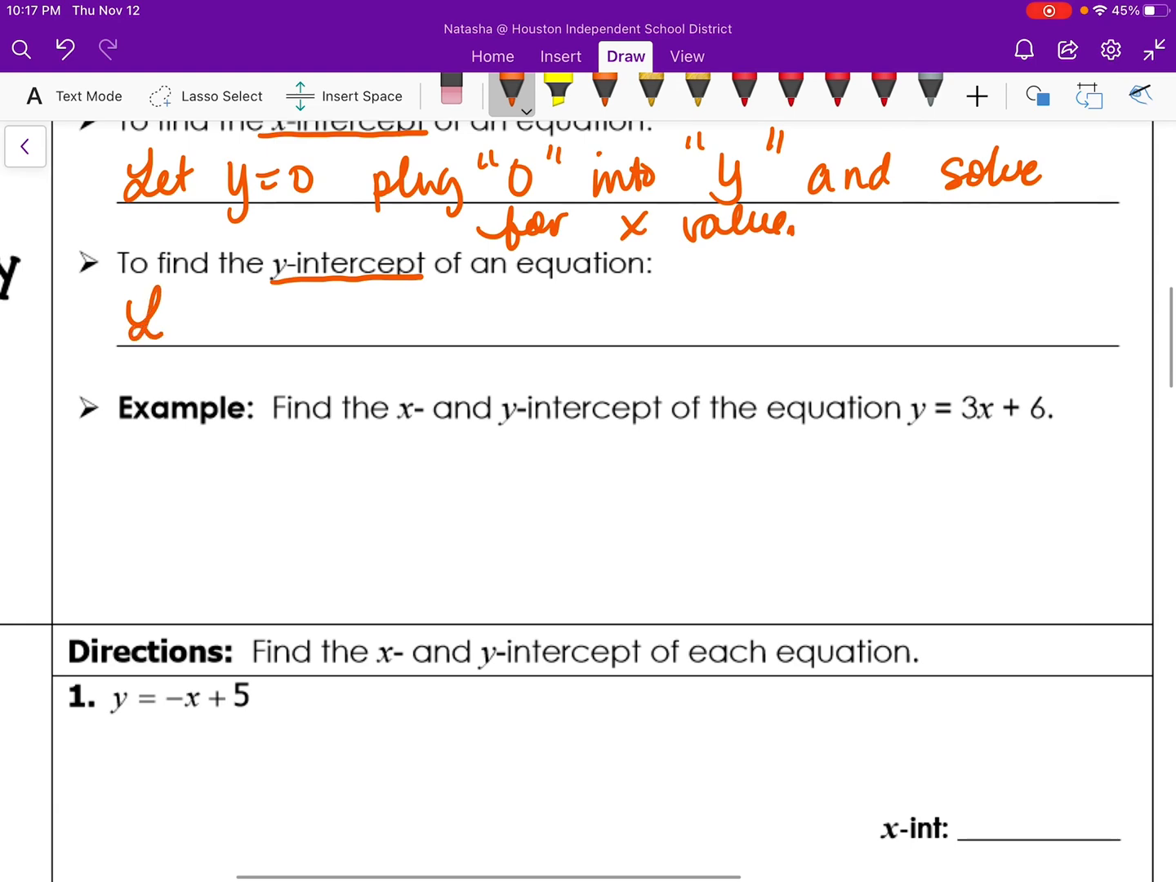And to find the y-intercept of the equation, we're going to let x equal 0. We're going to plug it in, and not y equals 0, x equals 0.